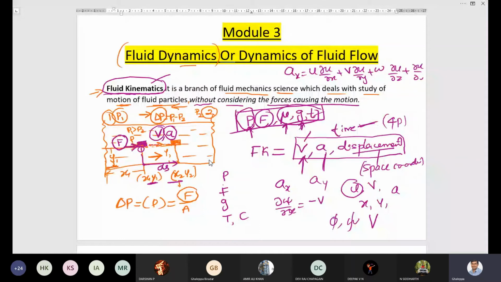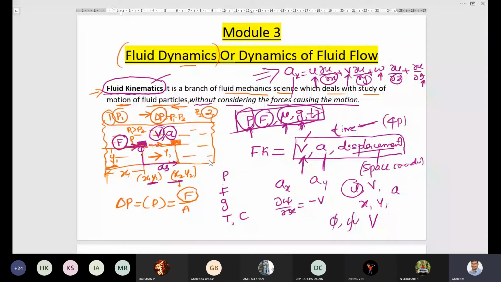Dear students, just have a look at this equation. Is there any other term like pressure, force, viscosity, gravitational force in this equation? No, there is only acceleration. There is only velocity component u, and v and w. All these are velocity, as well as space coordinates x, y, z, and time. So other than these four parameters, we have not considered any properties of the fluids in fluid kinematics.